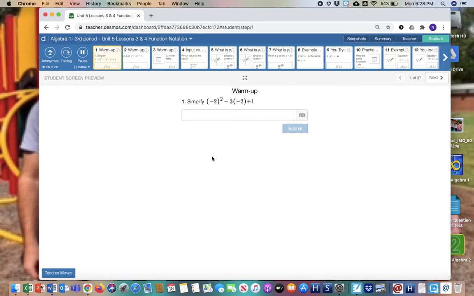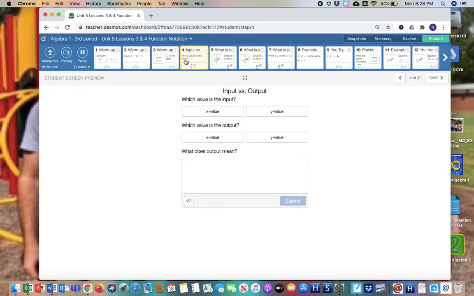Unit 5, Lesson 3 for Algebra 1. So from the Desmos activity, we start with a few warm-up slides. We're just going to go to slide 4 in terms of talking about the new content for Lesson 3. Okay, so first off, we need to recognize some other vocabulary.